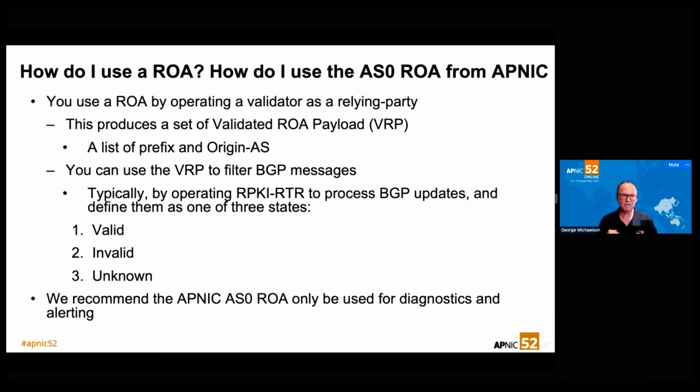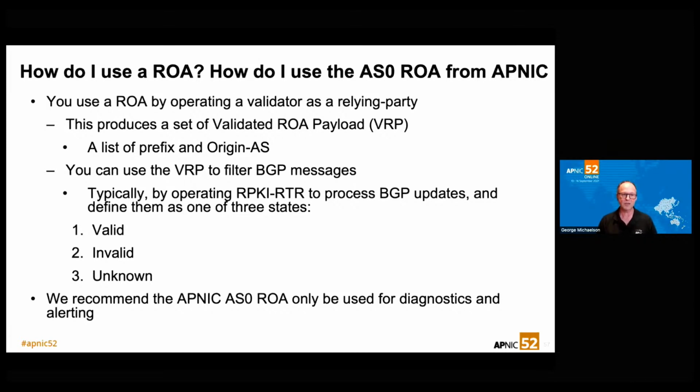And you can safely apply this to BGP using a protocol called RPKI RTR. And this will tell you if things seen in BGP are valid, aligned with a ROA, or invalid. A ROA would say you can't do this, or unknown. There's no ROA that applies. The key point is we do not at this time recommend that you use the APNIC AS0 trust anchor and APNIC AS0 ROAs as part of this BGP calculation.